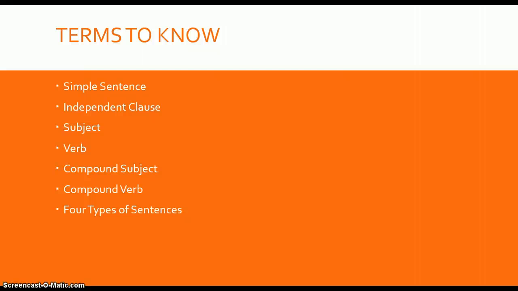I hope you enjoyed our presentation on simple sentences and will work these into your own writing as soon as possible.